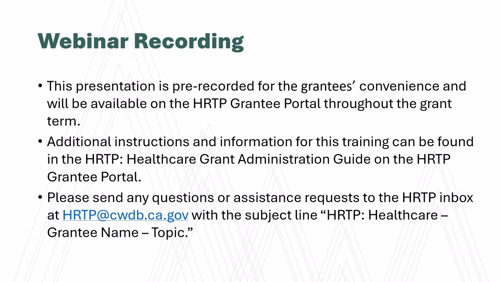This presentation is pre-recorded for the grantee's convenience and will be available on the HRTP grantee portal throughout the grant term. Additional instructions and information for this training can be found in the HRTP Healthcare Grant Administration Guide on the HRTP grantee portal. Please send any questions or assistance requests to the HRTP inbox at hrtp@cwdb.ca.gov with the subject line HRTP Healthcare Grantee Name Topic.